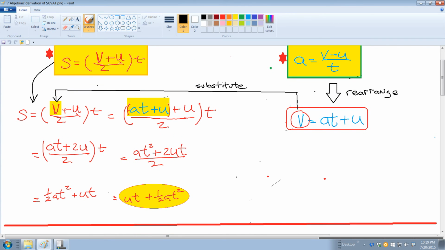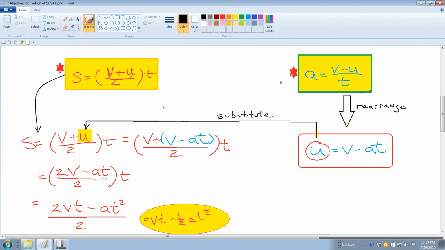And then down here we do the same thing, but now we're going to solve for u, or substitute for u. So we're going to take the same acceleration equation, solve for u, rearrange it, substitute it, and that's right here. We substitute it, clean it up, and you get another kinematic equation.